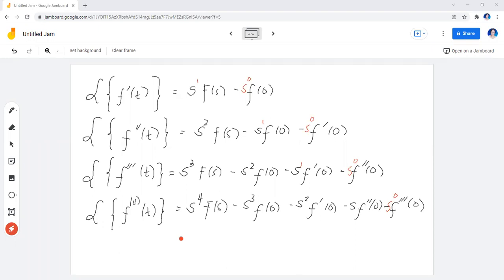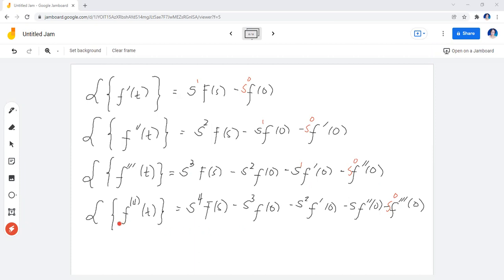Now you could see here the Laplace transform of the first derivative of the function, and it's s times the function of s minus f of 0. The second derivative will have s squared times the function of s minus s f of 0 minus f prime of 0. You have the third derivative, s cubed times the function of s minus s squared f of 0 minus s f prime of 0 minus f double prime of 0.